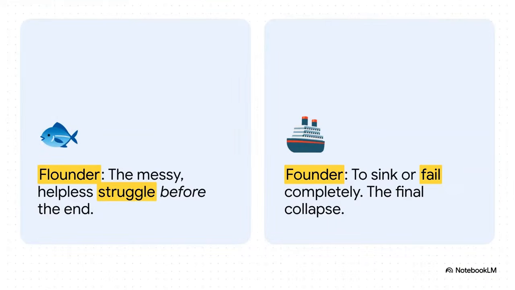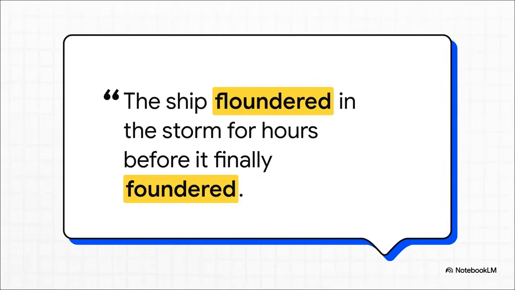So here's the rule to remember. You flounder before you founder. One is the process of failing, the other is the final catastrophic failure. And this sentence just drives it home perfectly. The ship floundered in the storm for hours before it finally foundered. See that? It floundered, it struggled and thrashed about for hours. And then it foundered, it sank. The sequence is crystal clear.